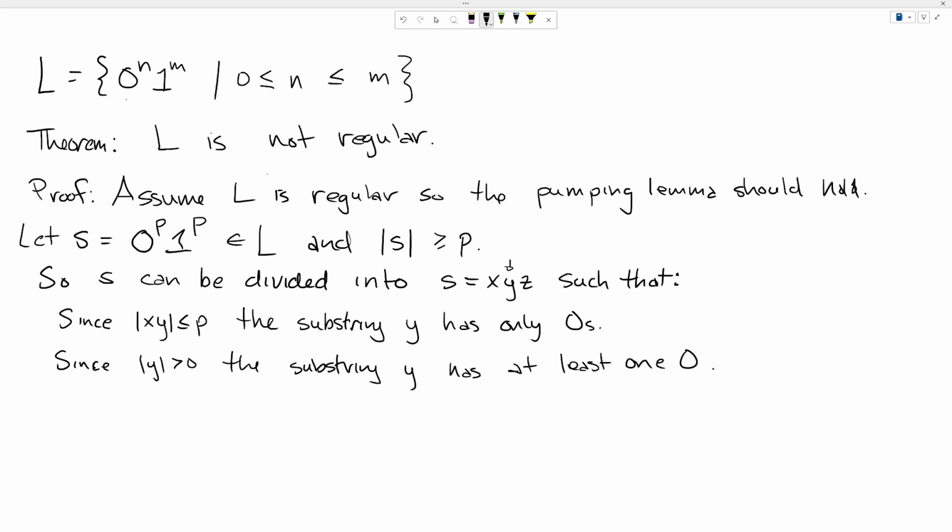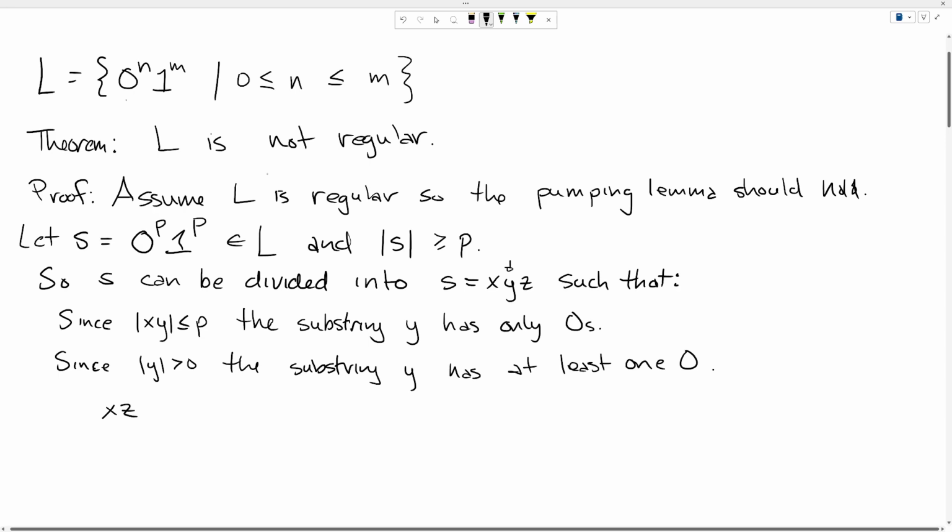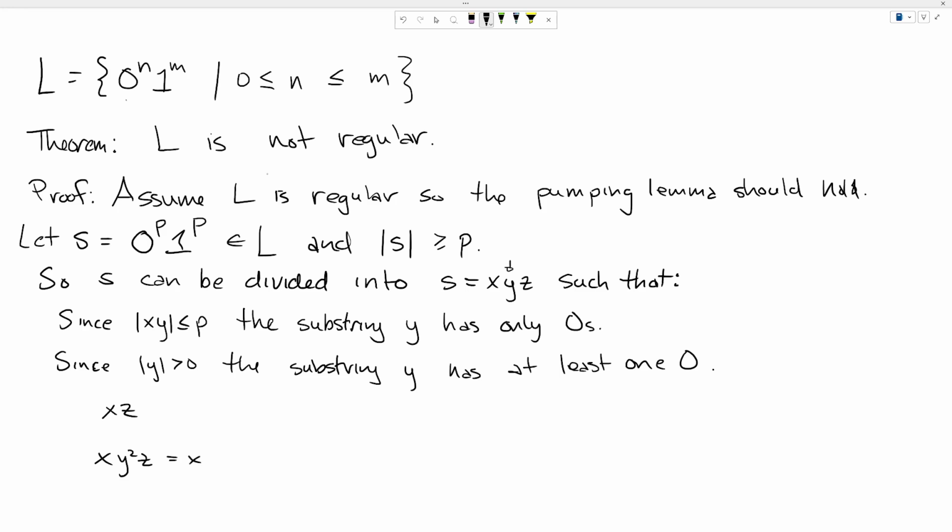So let's consider two possibilities here. One of them is where we take the string y out, so we will get x, z. At this point, I'm going to do this a little bit on scratch because I'm not sure if these are going to work. So one of them is xz. The other one is when we put an extra copy of y in there, or maybe another way of writing this, x, y, y, z.